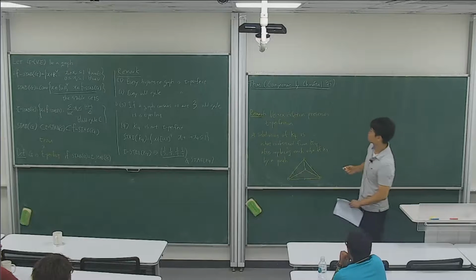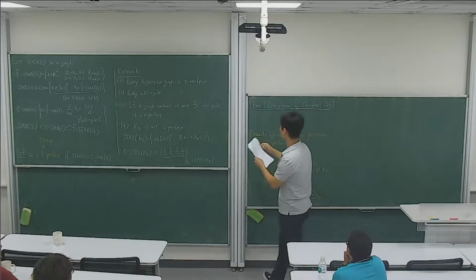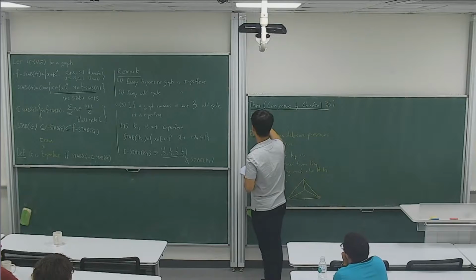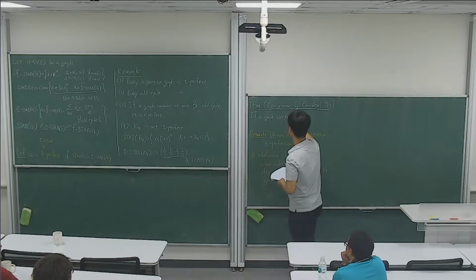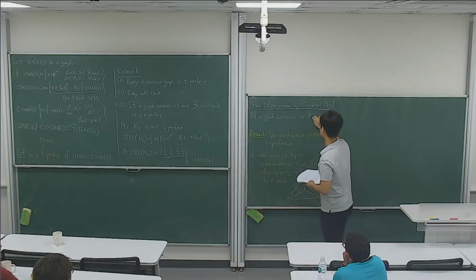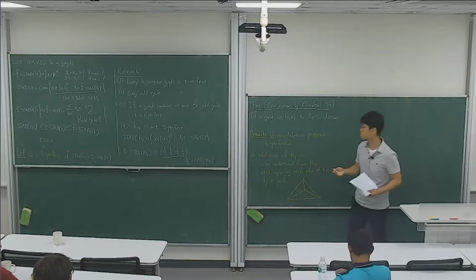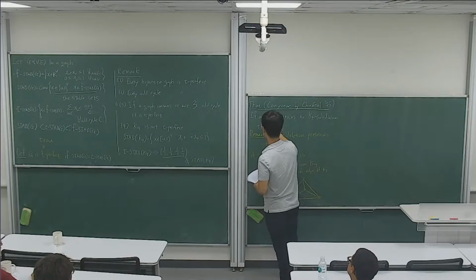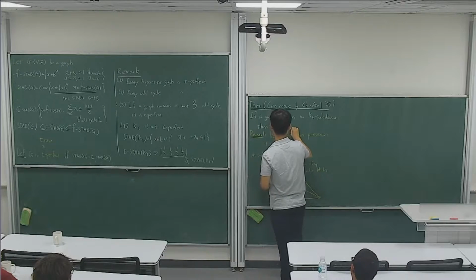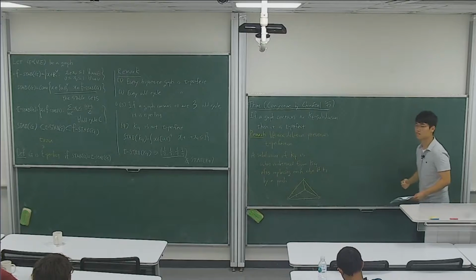So the conjecture by Chvátal was as follows. If a graph contains no K4 subdivision, that's just a subgraph, not as an induced subgraph. No K4 subdivision, then it is T-perfect. Okay.